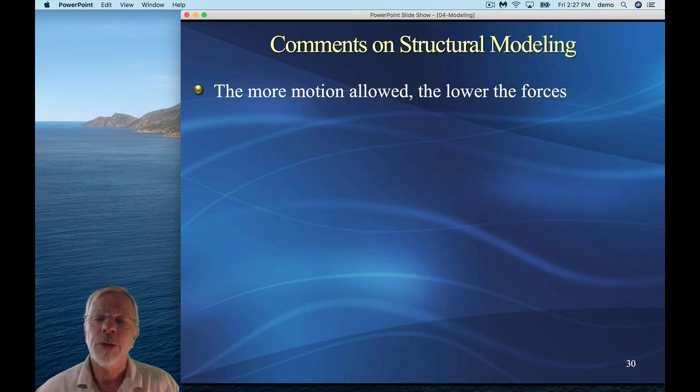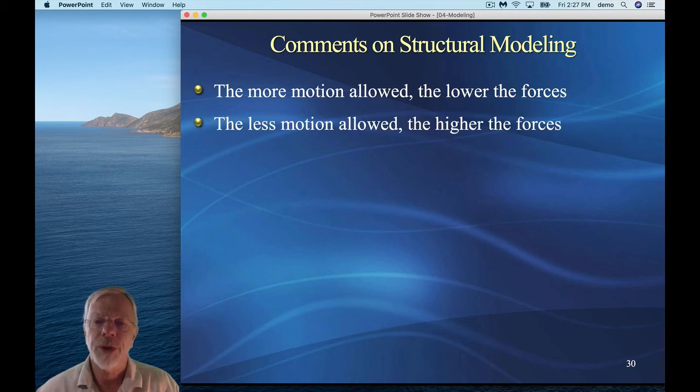The more motion that we allow, the lower the forces, and conversely, the less motion allowed, the higher the forces. An example of that is the attachment of the cold water pipe. Because we allowed relative rotation between the top of the pipe and the barge, that meant the moment was 0. If we had enforced equal rotations between the barge and the top of the cold water pipe, we would have imposed quite a bit of deformation and moment on the top of the pipe.